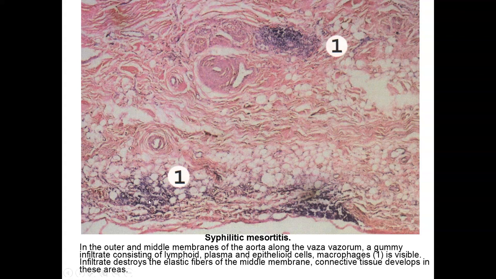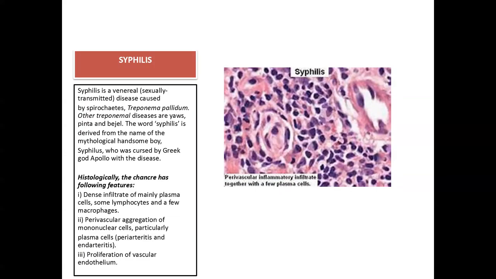Here you see some infiltrates. So these infiltrates destroy the elastic fibers of the middle membrane. After this destruction, the connective tissue develops in these areas. Syphilis is a venereal sexually transmitted disease caused by the spirochete Treponema pallidum. Other treponemal diseases are yaws, pinta, and bejel. The word syphilis is derived from the name of the mythological handsome boy Syphilis, who was cursed by the Greek god Apollo with the disease.